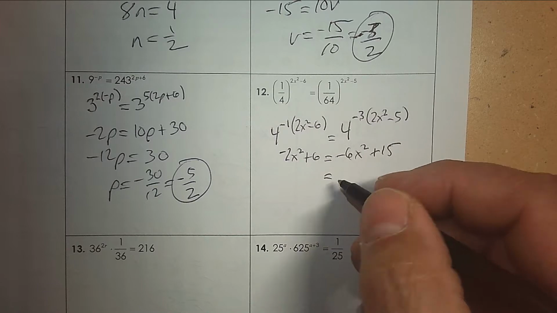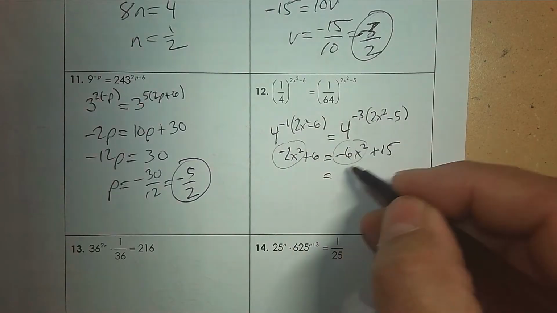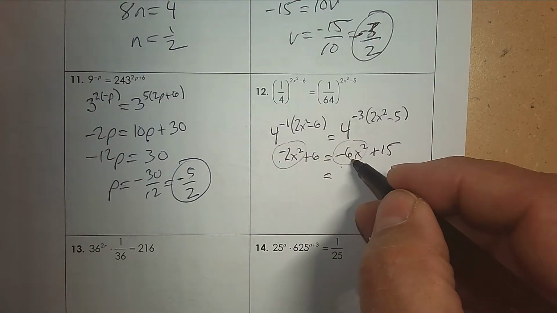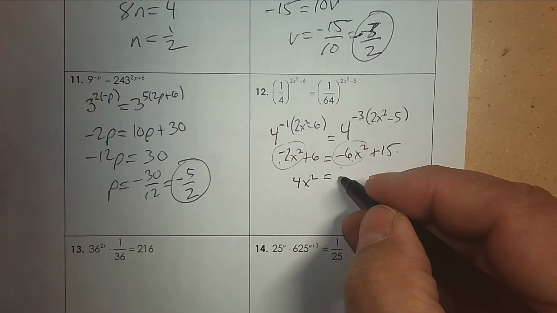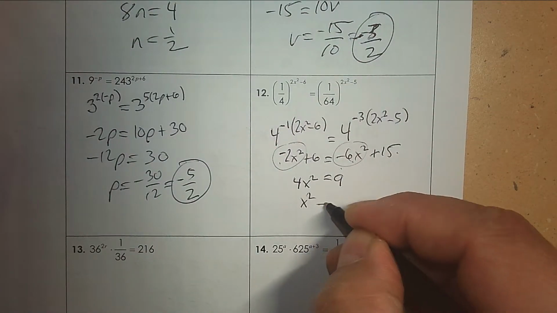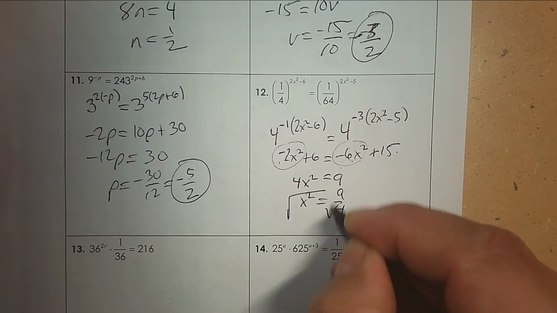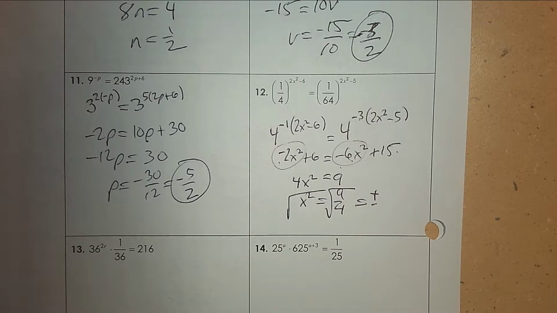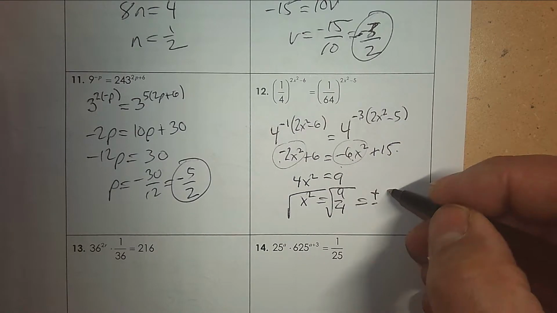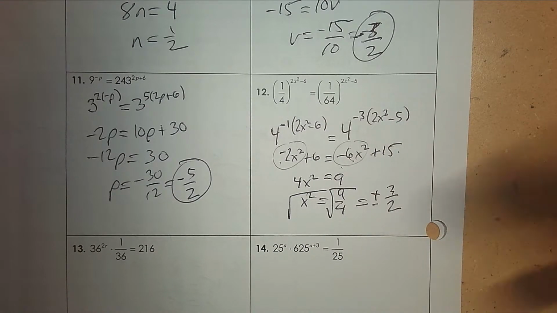I'm going to combine these together. I'm going to add 6. So negative 2 plus 6, that's 4. I'm going to subtract 6, that's 9. When I divide, are you okay taking the square root of a fraction? So the answer is positive and negative. What's the square root of 9 over 4? The square root of 9 is, and the square root of 4 is, easy peasy.